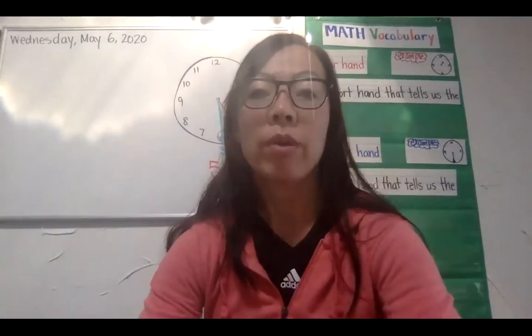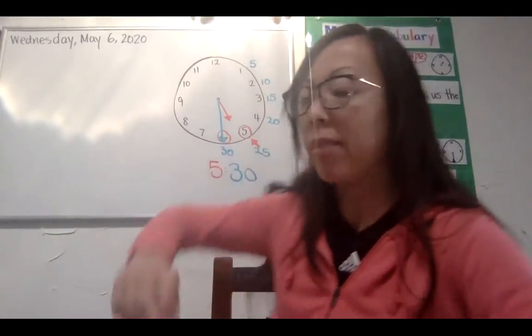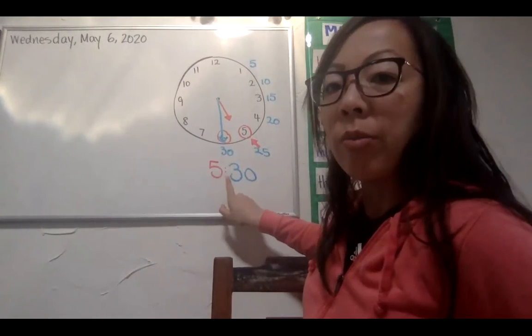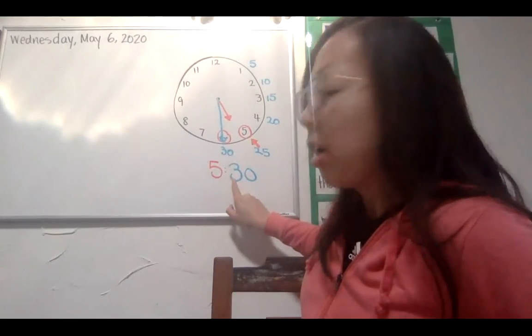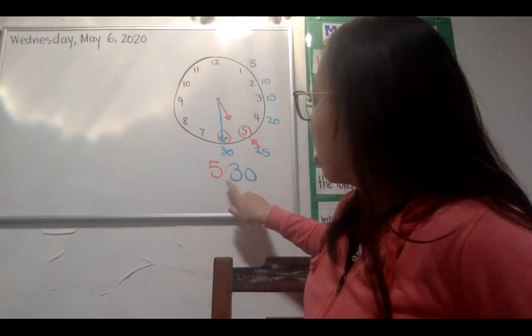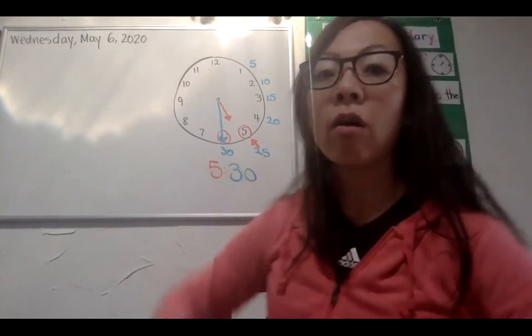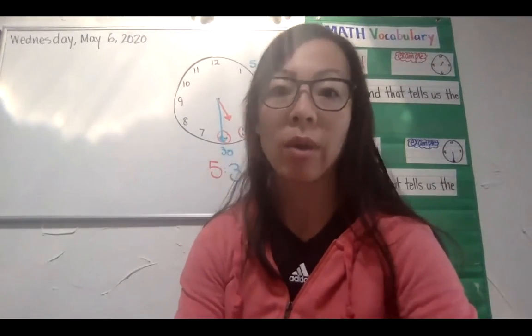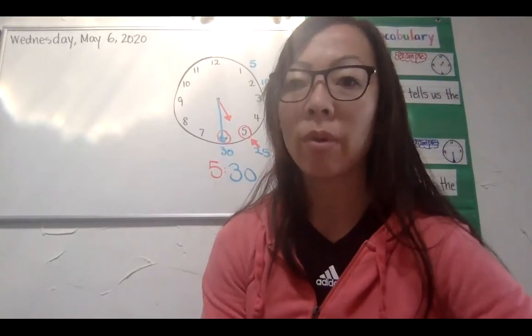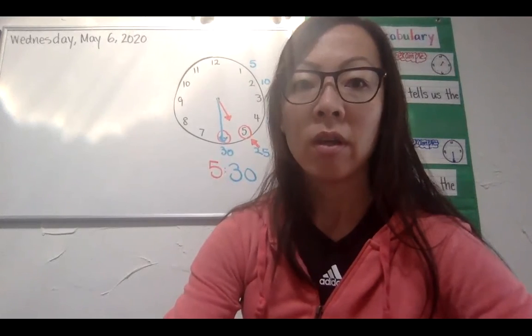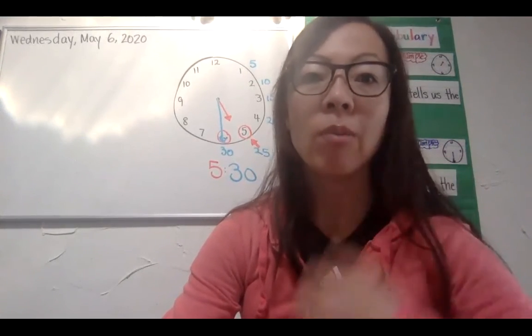Remember, scholars, that we have 2 different parts of our time. The hour, then we put these 2 dots called a colon, and then we put the minutes. The hour, and then the minutes. All of our time needs to be written that way. These are important parts for us to be looking at here. I want to show you key parts of the clock.